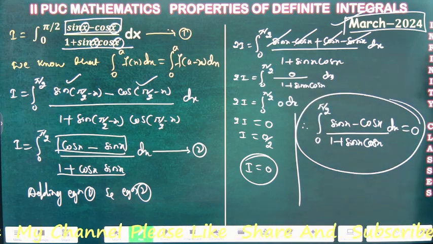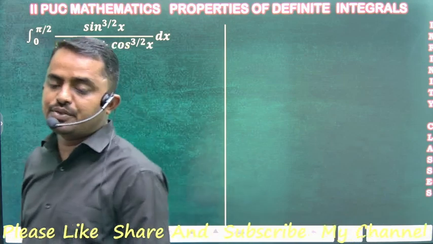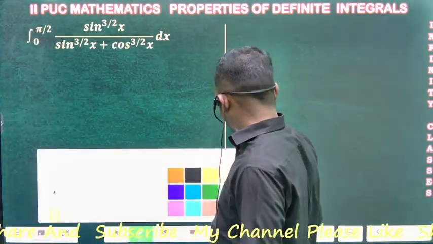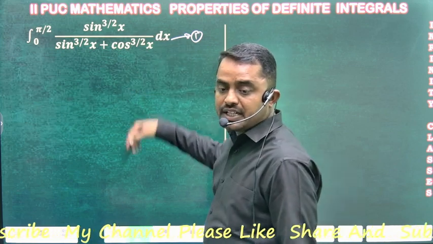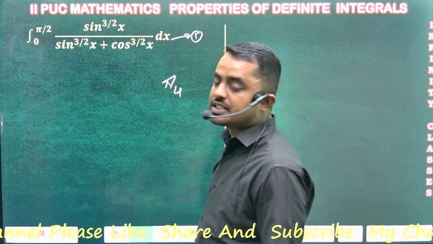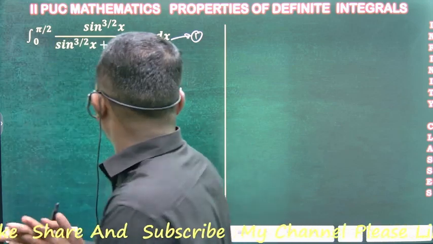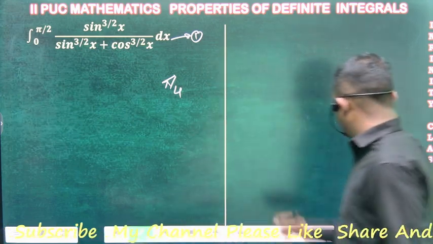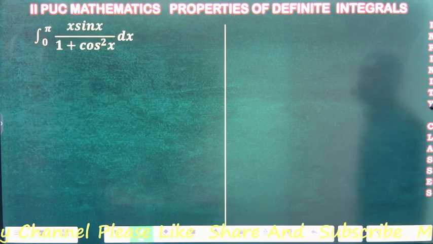Next problem, that is integration from 0 to 5 by 2. So this will be homework for you. That is the answer for this problem. Directly take equation 1 and apply the property. After applying the property, terms get cancelled. You will get the answer, which is 5 by 4. Solve this problem by your own. It is a very easy problem. So take down this one as homework for you, and this one we have to do now.